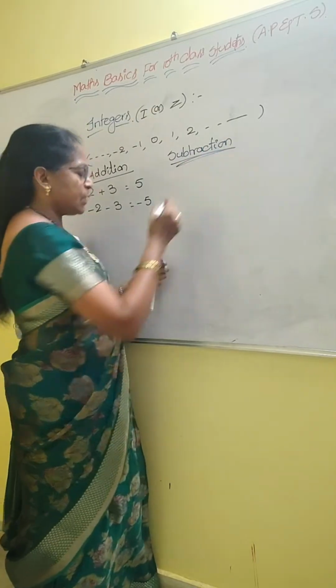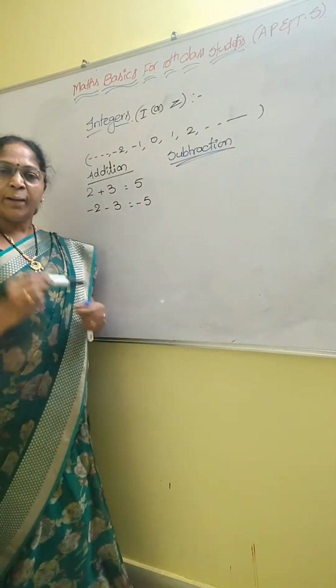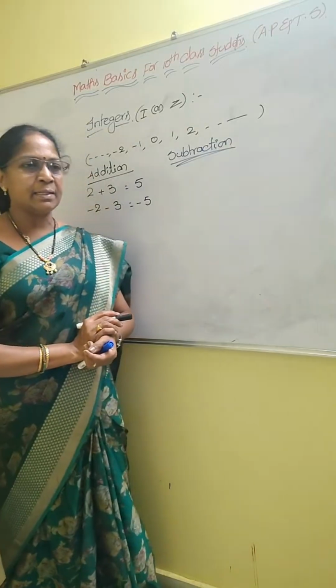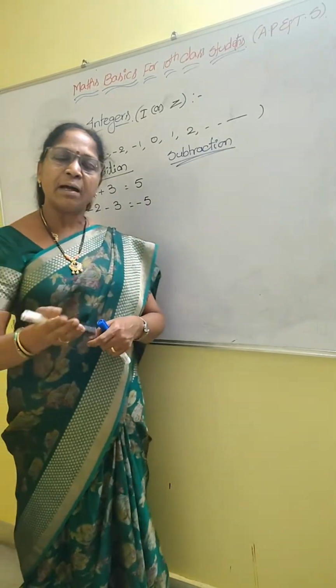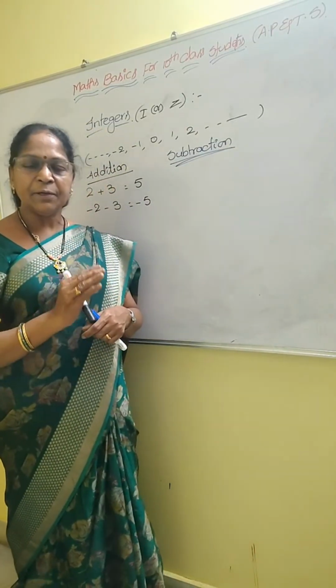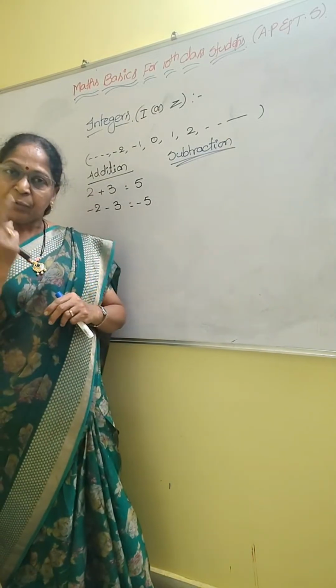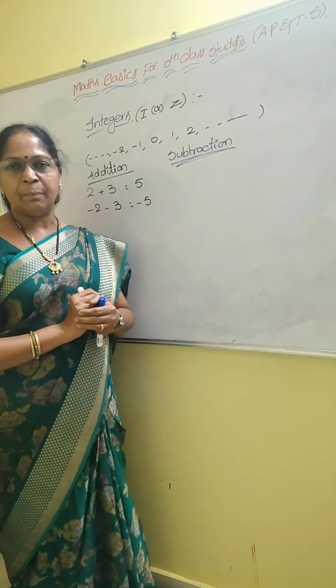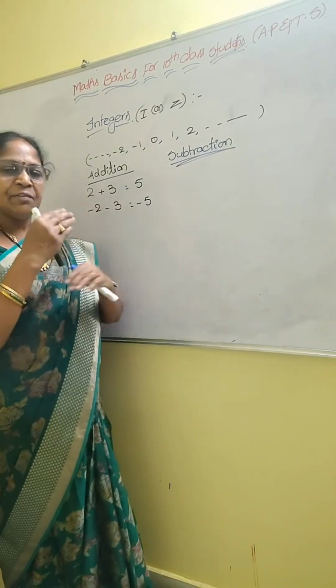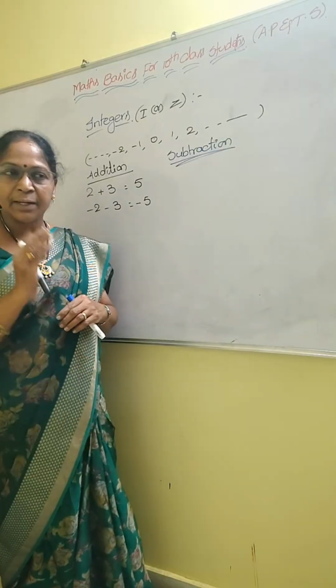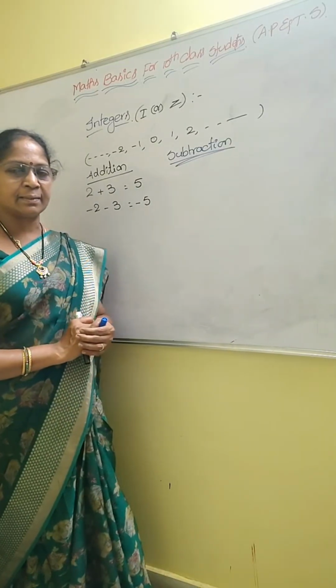In this subtraction, how to do the subtraction? What is the rule in integers? Whenever two symbols are different, then you should do the subtraction. If two numbers have the same symbol, then you should add. If two symbols are different, then you should subtract the numbers.